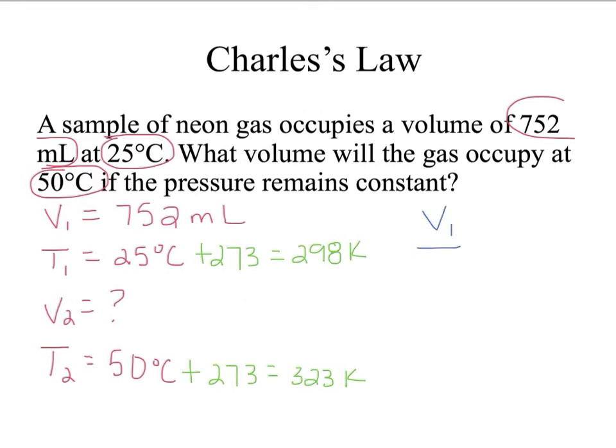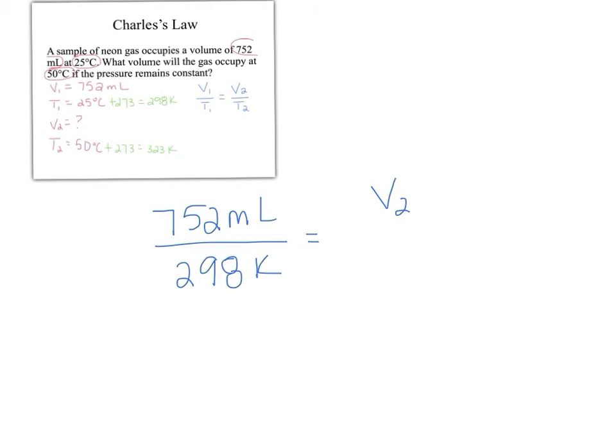Now my next step is to plug into my equation. If you recall, V1 over T1 equals V2 over T2 is my equation for Charles's law. So now I'm just going to plug in my variables. Volume 1 is 752 milliliters divided by T1, which is 298 Kelvin, and that is equal to V2 divided by T2, which is 323 Kelvin.